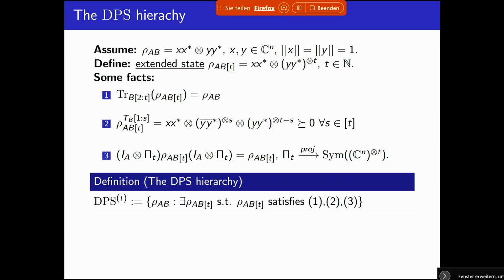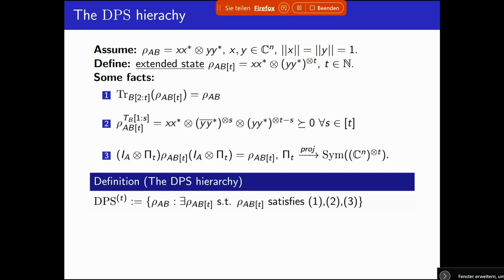Okay, so these three properties are in fact crucial to define the DPS hierarchy. So the DPS hierarchy is defined as follows. We have a level T, which is an integer, and we collect all the states rho AB for which such an extended state exists, satisfying those three properties.